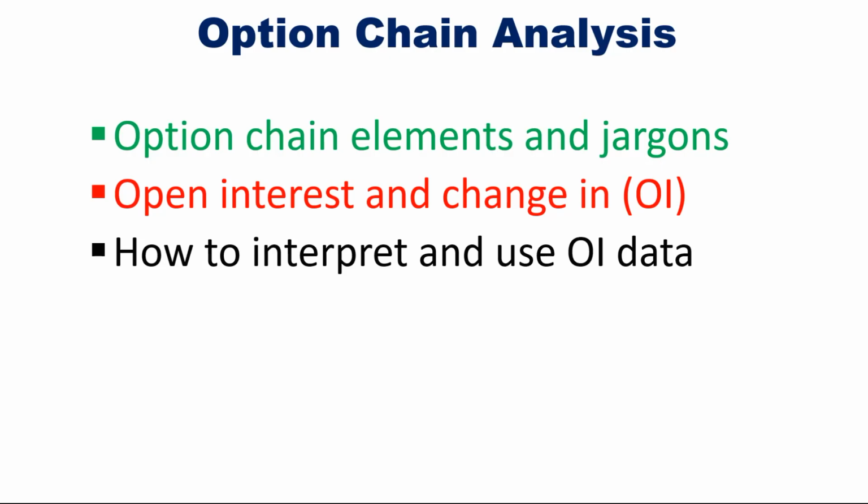So what are the topics that we are going to learn today? Option chain elements and jargons, that is, understanding the jargons and how they are represented in the option chain. Open interest and change in the open interest, that is OI: how to interpret and use the OI data to read the market in a precise manner. If you are able to understand all these, we can read the market in a precise manner.